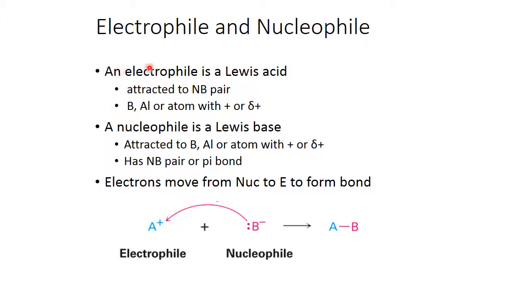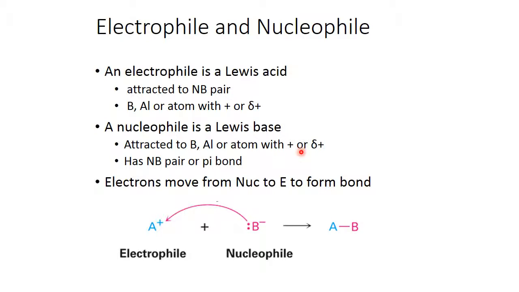All right, an electrophile is a Lewis acid. It's got an empty orbital, or a place where it can pull electrons into itself. Okay, so an electrophile is attracted to a non-bonding pair. Boron and aluminum, or an atom that has a positive or a del positive, can all attract an electrophile. A nucleophile has a non-bonding pair, and so it is a Lewis base. Okay, they can donate their electrons to boron and aluminum since they have empty orbitals, and carbons with a positive charge can take a nucleophile.